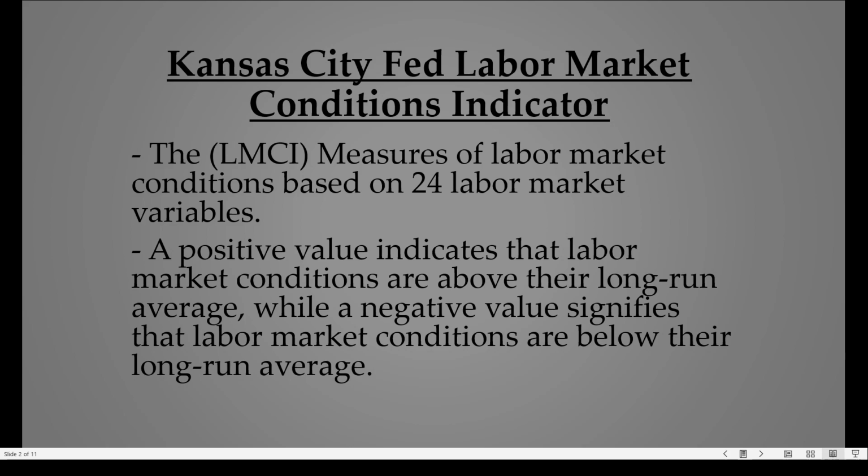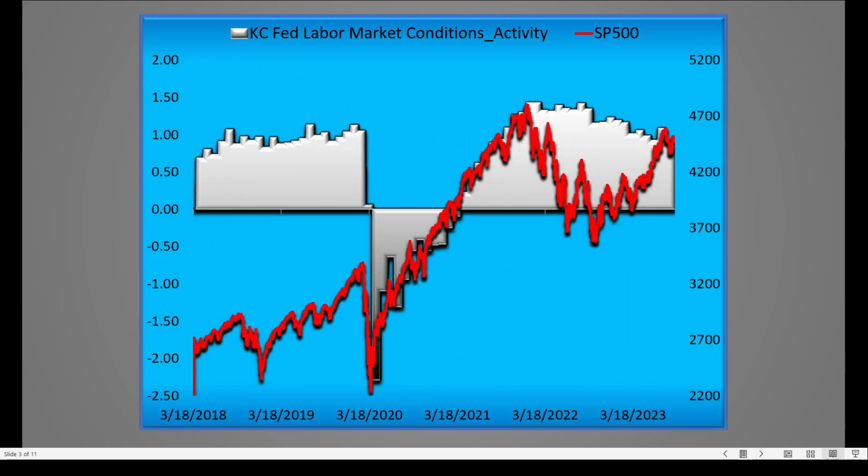A positive value indicates a labor market is above the long-term average, while a negative number signifies that it's below the average. So a positive number is a good thing. Here we see the gray background histogram chart. That's the labor market conditions activity indicator. The red line is the S&P 500.